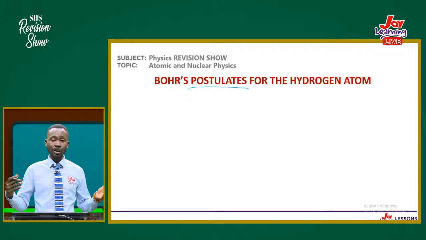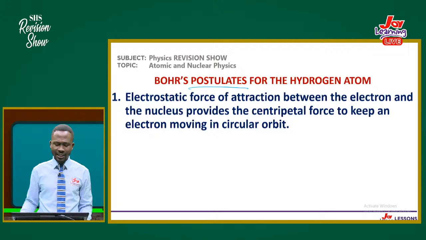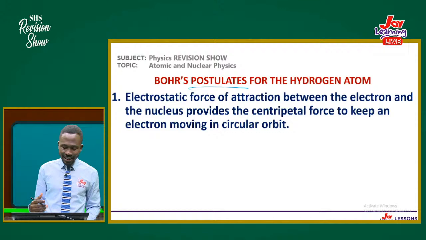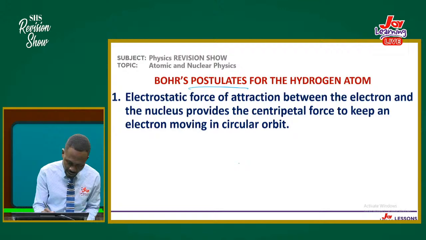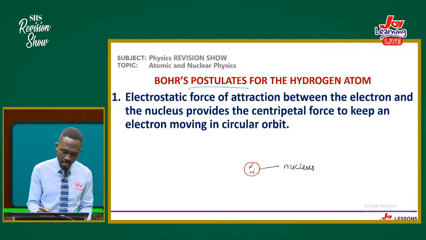Now, the first one, he said, electrostatic force of attraction between the electron and the nucleus provides the centripetal force to keep an electron moving in a circular orbit. What is he saying? He's saying that if you should pick an atom, let's say if this is the nucleus of an atom, so that's our nucleus. Inside this nucleus are protons and neutrons. Now, the neutron has no charge, but the proton has a positive charge.